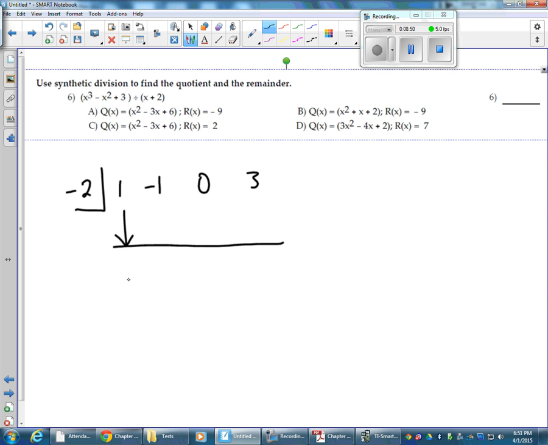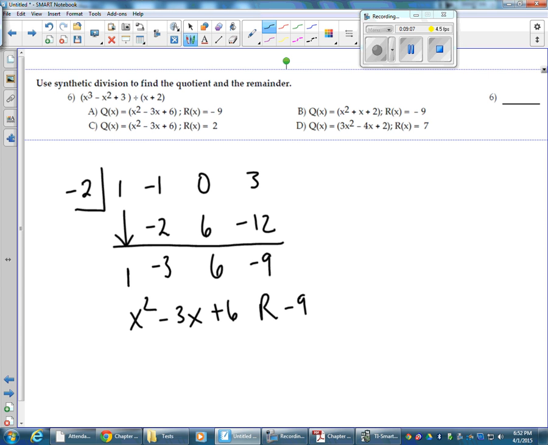So bring down the first number, that's a 1. -2 times 1 is -2, add. -2 times -3 is 6, add. -2 times 6 is -12, and add. So my answer would be x squared minus 3x plus 6 with a remainder of -9. Sometimes they'll write it as remainder, sometimes as a fraction over the divisor, but my answer is remainder of -9, and there it is, A.